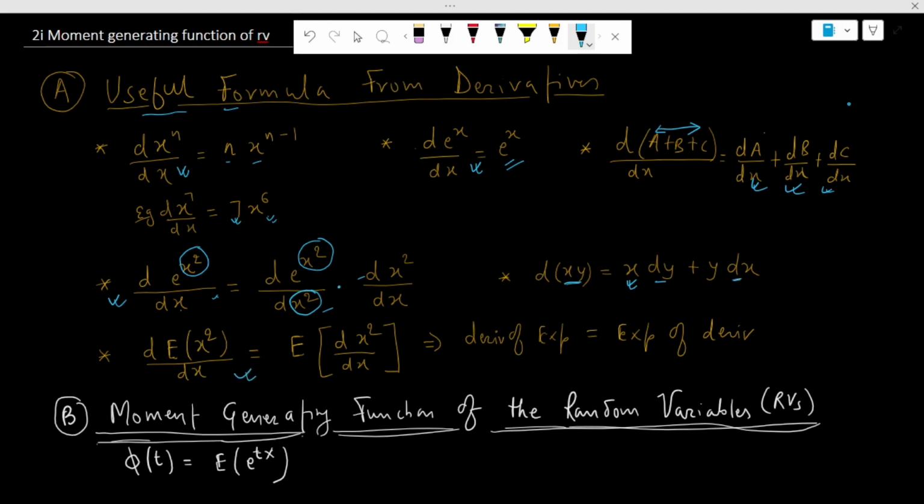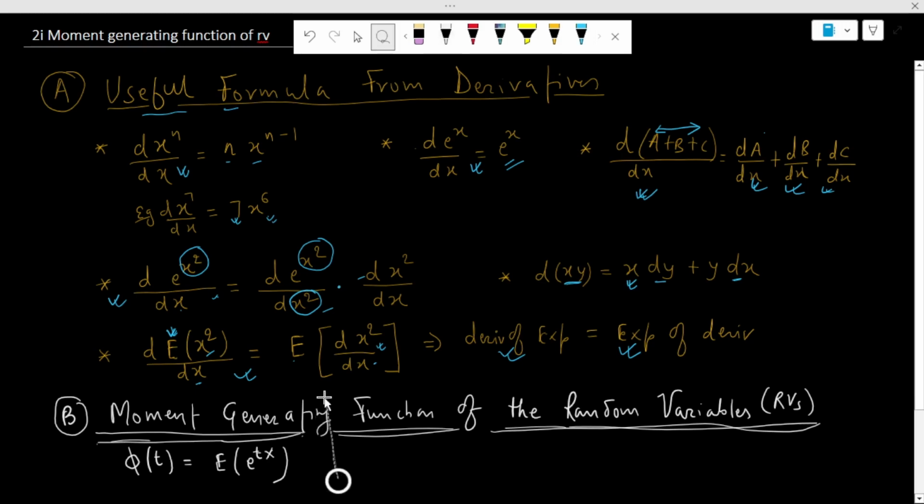And this is an interesting property between derivative and expectation. The derivative of expectation is equal to the expectation of the derivative. Therefore, the derivative of the expected value of x square with respect to x is equal to the expectation of the derivative of x square with respect to x. This is related to the property that the derivative of a sum is equal to the sum of the derivatives, and our expected value, or average value, is also a sum of the products of probability and the individual observations of a random variable.